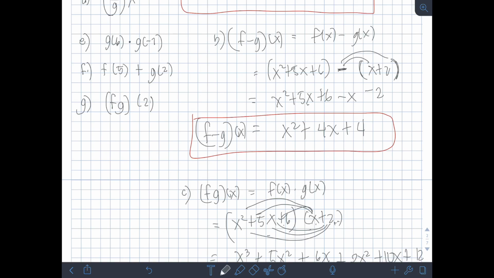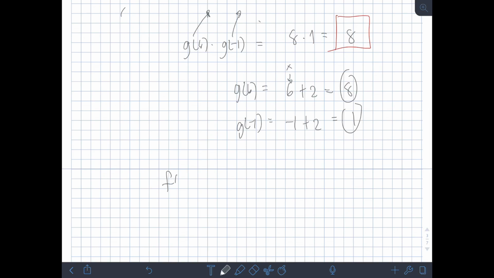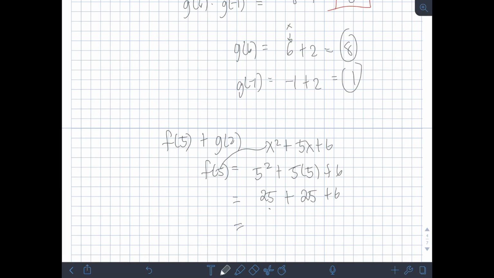Next, we have f of 5 plus g of 2. So, sabihin, add down natin yung makukuha nating value ng f of 5 plus g of 2. So, hanapin muna natin yung f of 5. Di ba ang f of x natin ay x squared plus 5x plus 6. So, substitute natin yung 5 dun sa mga x dun sa f of x natin. So, we have 5 squared plus 5 times 5 plus 6. Simplify. 5 squared is 25 plus 5 times 5 is 25 plus 6. So, we have 25 plus 25 plus 6 is 56.